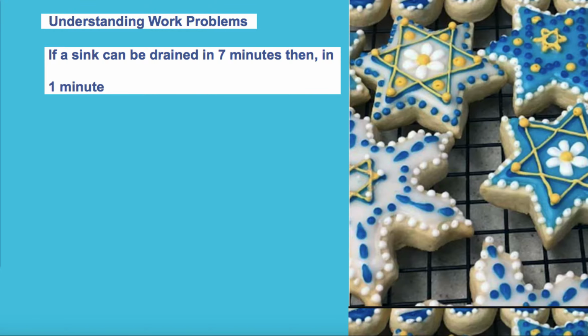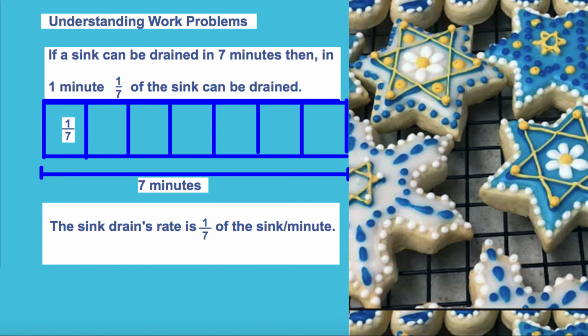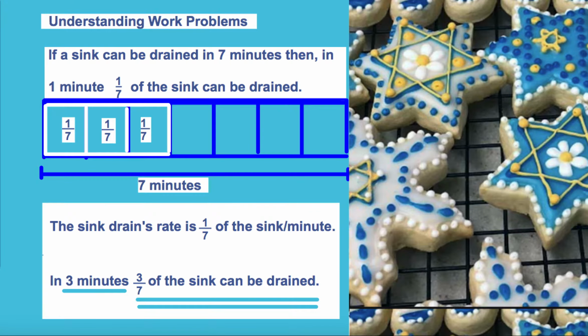If a sink can be drained in 7 minutes, then in 1 minute, 1/7 of the sink can be drained. The sink drain's rate is 1/7 of the sink per minute. In 3 minutes, 3/7 of the sink can be drained.